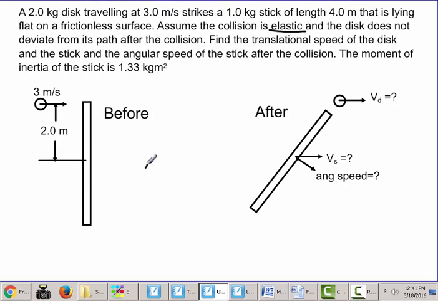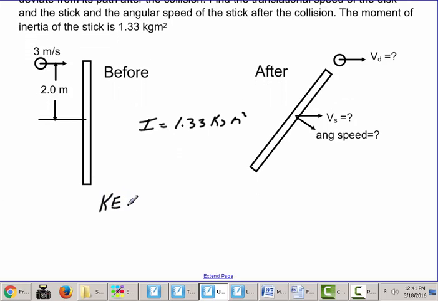So we know that. We'll go ahead and write that down. I is equal to 1.33 kilogram meters squared. All right, a couple things we know here. We know kinetic energy initial must equal kinetic energy final, because it's an elastic collision. We also know that initial linear momentum must equal final momentum. And we also know that initial angular momentum must equal final angular momentum, because there are no external forces being applied to the system here.